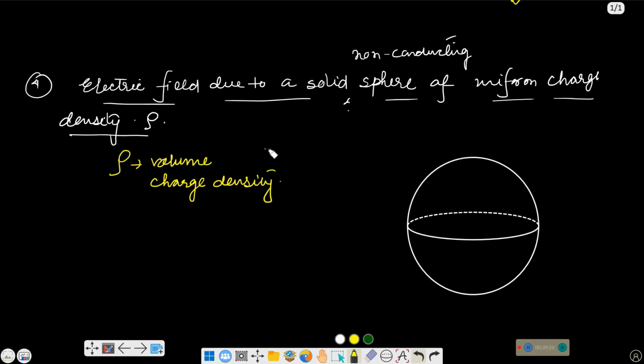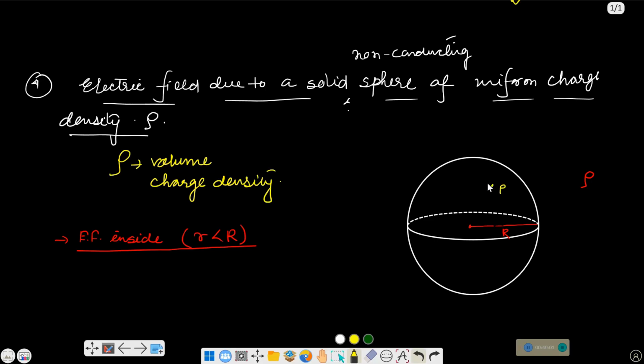Let us consider one solid non-conducting sphere of radius R having charge density rho. Now we need to find out the electric field. Electric field inside, that is r less than R. We will consider a Gaussian surface.